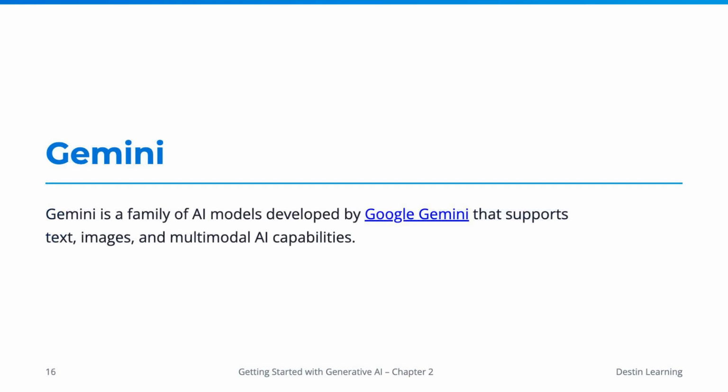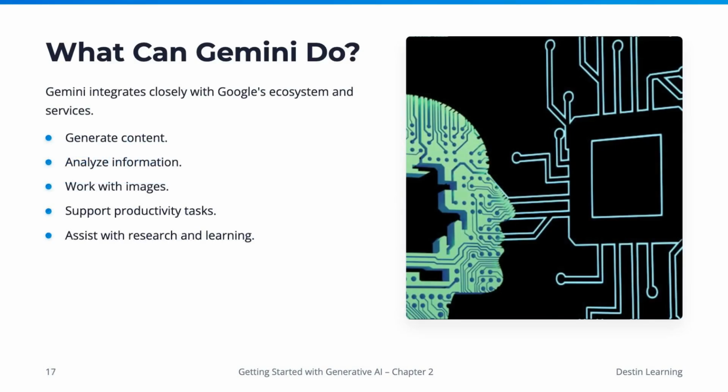Finally, we have Gemini. Gemini is a powerful family of AI models developed by Google. What makes Gemini particularly noteworthy is its comprehensive multimodal AI capabilities, meaning it natively supports and integrates text, images, and other forms of media, enabling it to process and generate content across different modalities seamlessly. Gemini's strengths lie in its deep integration with Google's extensive ecosystem and services, making it a powerful tool for many.